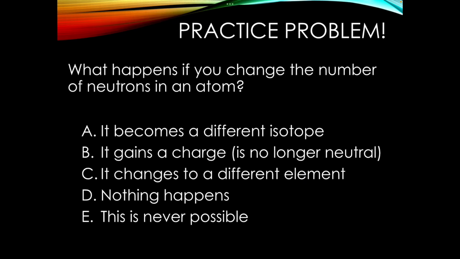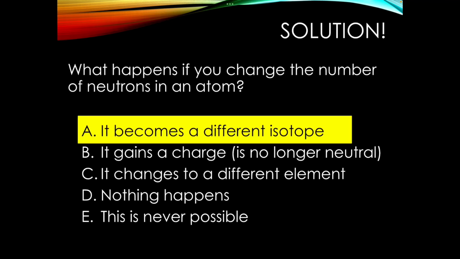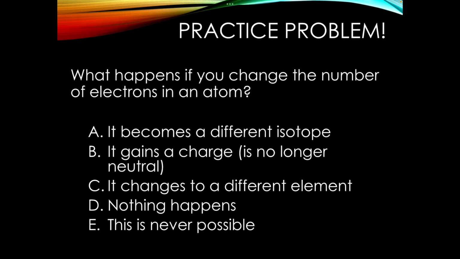All right, let's try another one. What happens if you change the number of neutrons in an atom? If we change the number of neutrons, it just becomes a different isotope. That means it's going to have a different mass. It's still going to be the same element. It still might be carbon, but instead of being carbon with a mass of 12, maybe it's carbon with a mass of 13 or carbon with a mass of 14. Changing the number of neutrons just changes the mass, which makes it a different isotope.